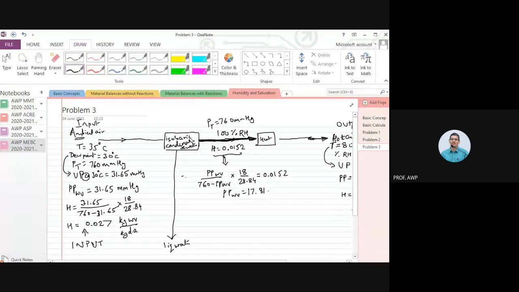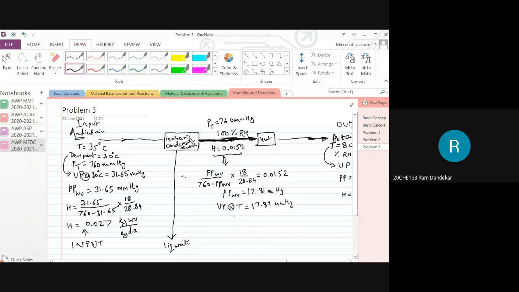17.81 mmHg. Now, because this air is having 100% relative humidity, it must have vapor pressure at a temperature. That vapor pressure must be 17.81 mmHg, isn't it? Yes, sir. Because we are condensing, we are cooling up to this temperature T so that the humidity reduces from 0.027 to 0.0152.